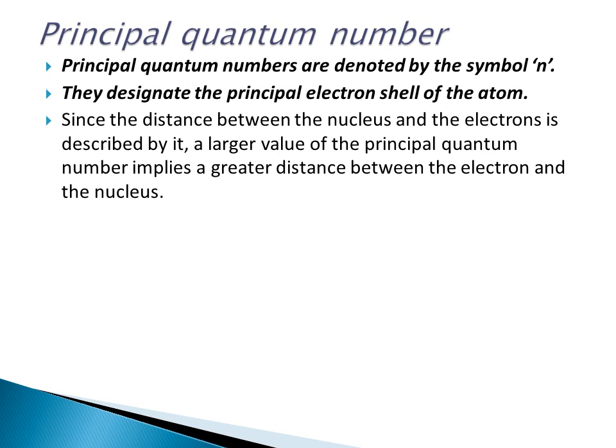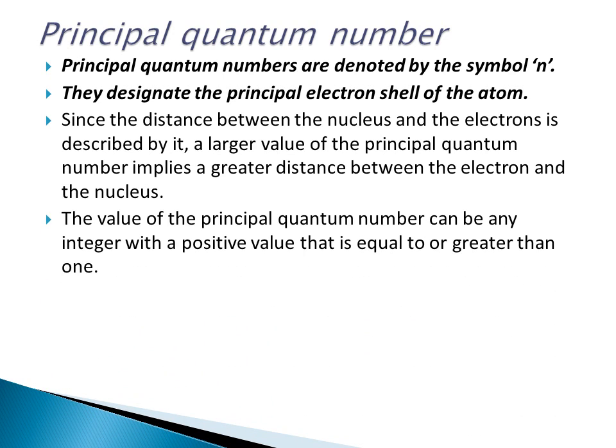That is, when n is equal to 1, the shell is very close to the nucleus and there is a high amount of energy. This electron we cannot remove easily. Now, the value of the principal quantum number can be any positive integer, that is, equal to or greater than 1. That is, it is not equal to 0.